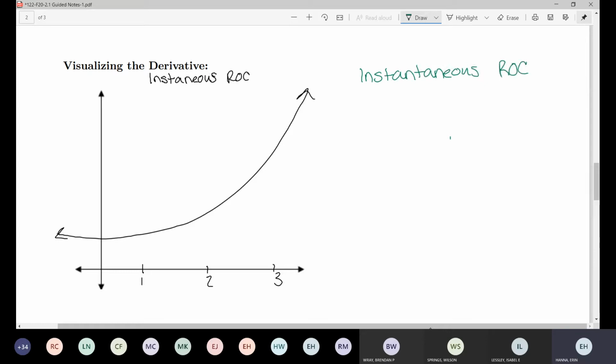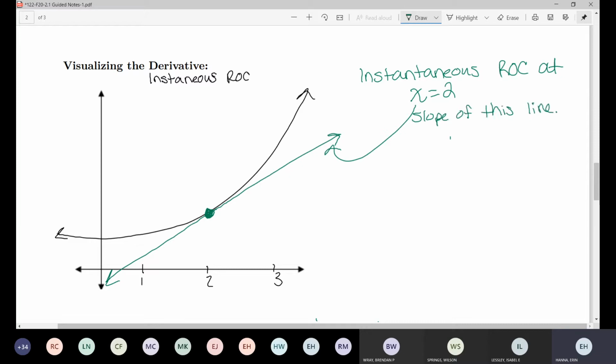So instantaneous rate of change at x equals 2. Well, what that would be on this graph is it would kind of be this line right here. Well, it would be the slope of this line. So instantaneous rate of change at 2 is the slope of this line. And essentially what this line is doing is it's touching the graph in exactly 1 point at x equals 2. So it's not touching that graph in any more places than just 2. And the slope of that line would be the instantaneous rate of change.